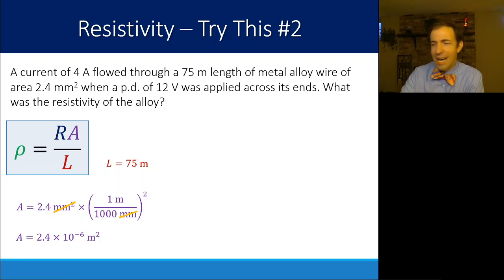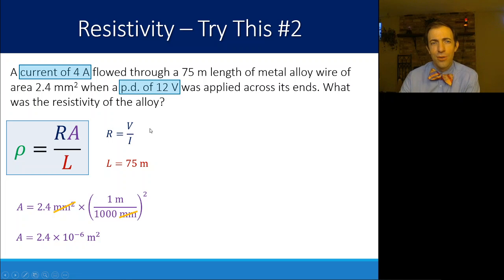And then the last variable that we need is the resistance. We are not provided the resistance in ohms here. Instead, we are provided a current and a voltage. This current is 4 amps. The voltage is 12 volts. Ohm's law relates those two, that the resistance is just voltage divided by current, V over I. 12 divided by 4 is 3 ohms.